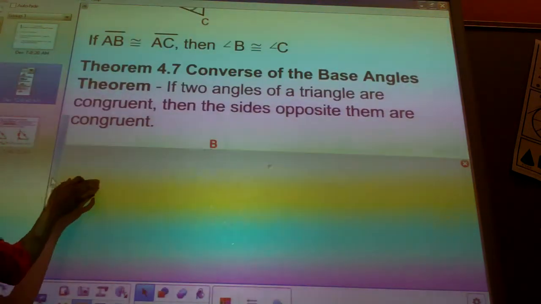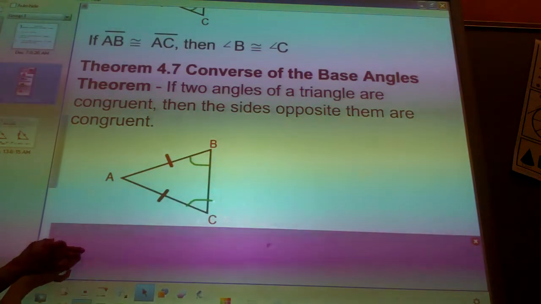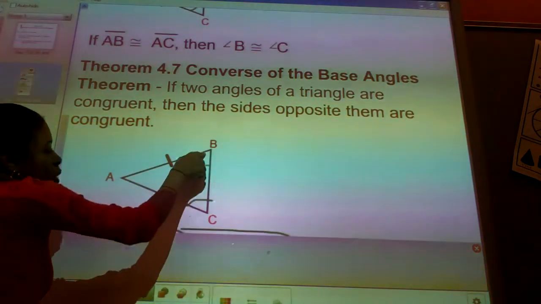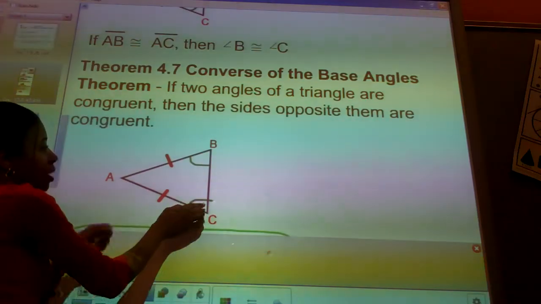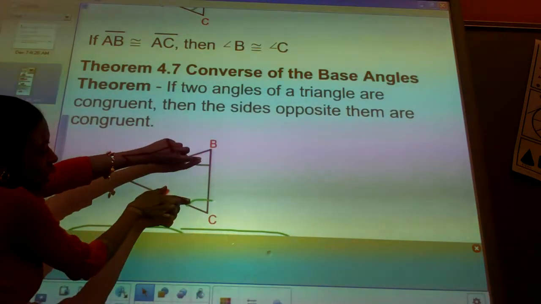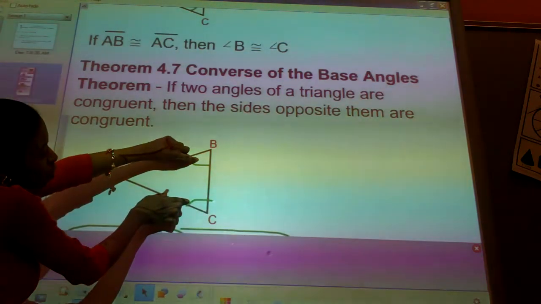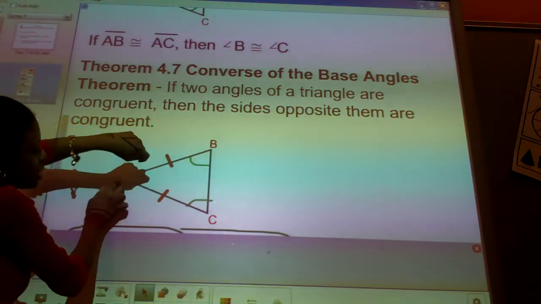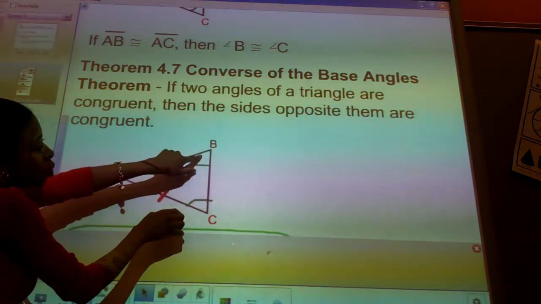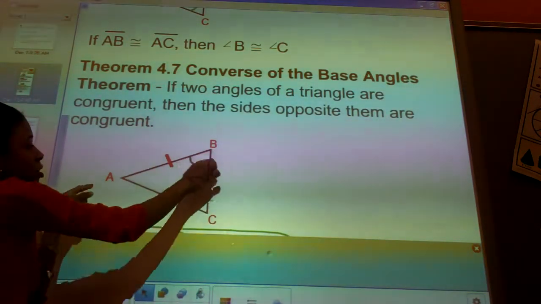All right, and I've drawn that down here. Again, I see that my two angles, angles B and C, are congruent, and just looking at the angles, that automatically means that the sides opposite to them will be congruent. So the side opposite to angle B is AC, and it's going to be congruent to the side opposite to angle C, which is AB.